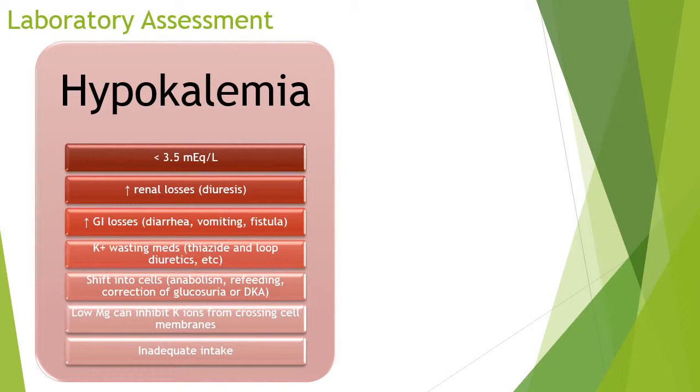For hypokalemia, the level is less than 3.5 milliequivalents per liter. There's an increase in renal losses, increased GI losses, potassium wasting, anabolism, refeeding, correction of glucosuria or DKA. There's low magnesium, which can inhibit the potassium ions, and possibly it could be from inadequate intake.